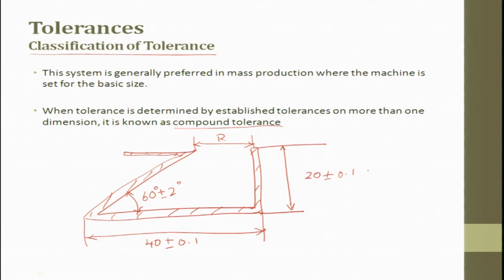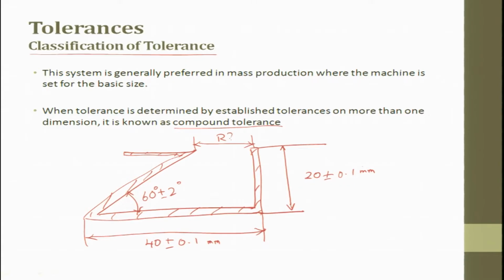You can see this is a part which follows compound tolerance, but to a large extent we should try to avoid compound tolerance, because it is very difficult, first of all, to give the tolerance, and second, to make sure that the part produced falls under this tolerance. So, when tolerance is determined by established tolerances on more than one dimension, it is known as compound tolerance. Here there is a dimension of 40, here there is a dimension of 20, and here there is a height which has to be maintained, which is 20 plus or minus 2 millimeters.